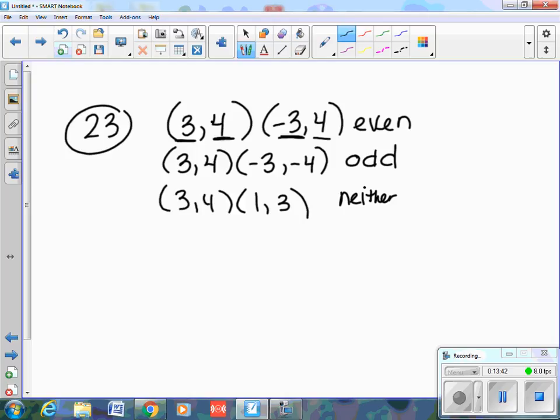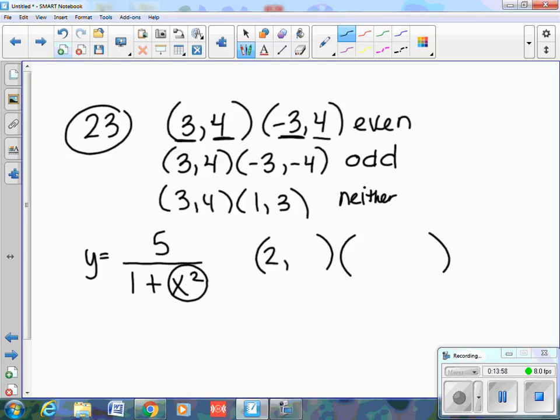So, on the test, if they give you 5 over 1 plus x squared, you're just going to come up with 2 sets of points. I'm going to use x is 2. When x is 2, I get 4, and 1 plus 4 is 5, and 5 divided by 5 is 1. So I've got 2 and 1. But now, I'm going to plug in the opposite of 2 in there. When I plug in the opposite of 2, I also get 1.